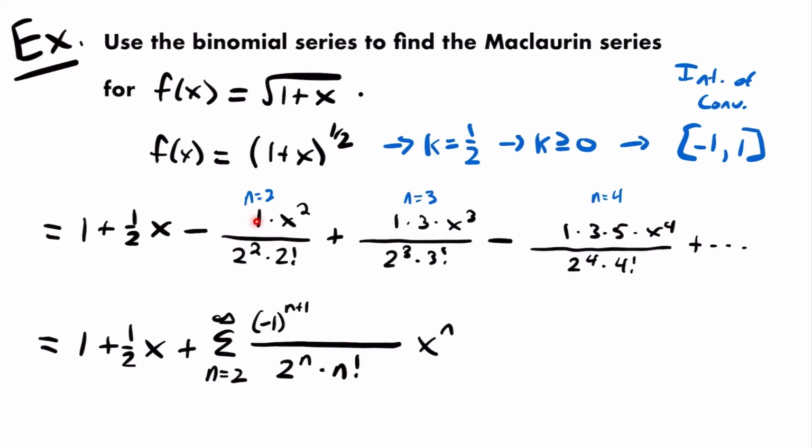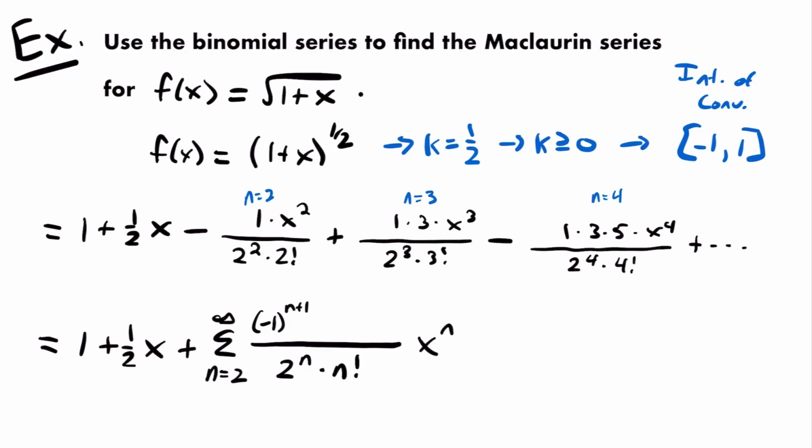For this term, we have 1, then we have 1 times 3, then we have 1 times 3 times 5. It sort of looks like a factorial, but it's not quite a factorial, right? Instead of having 1, then 1 times 2, then 1 times 2 times 3, we're not multiplying by the next number, we're multiplying by the next odd number. So it's a little bit more difficult than writing it out as a factorial.